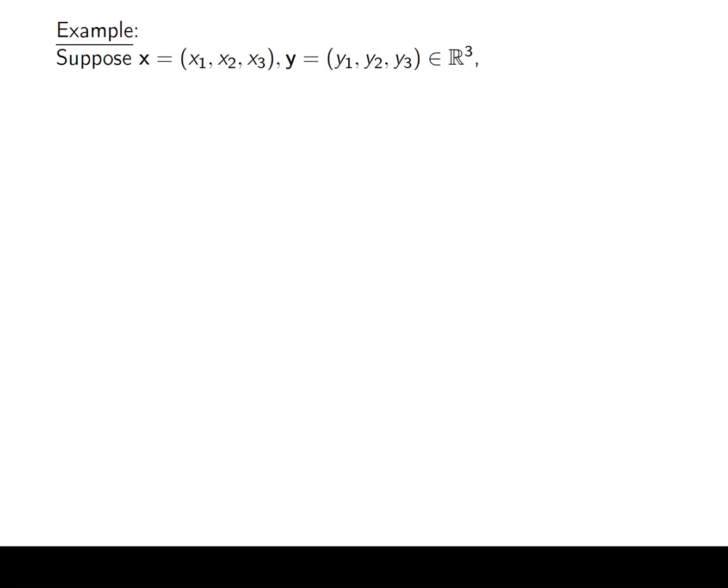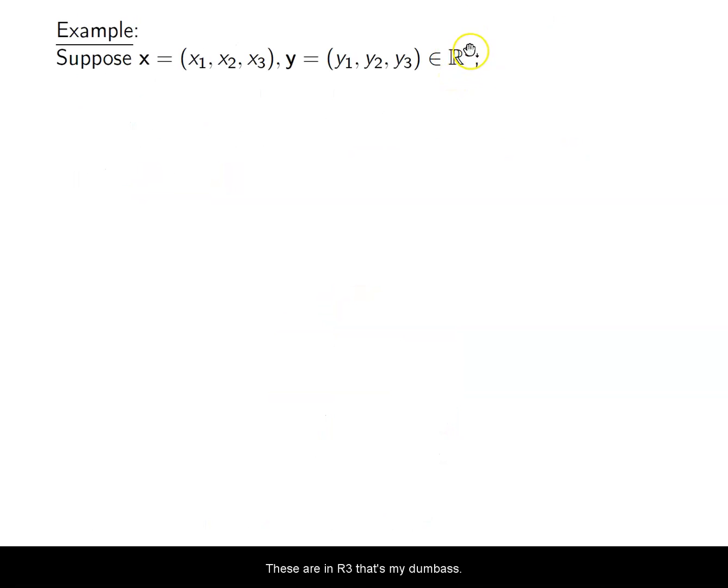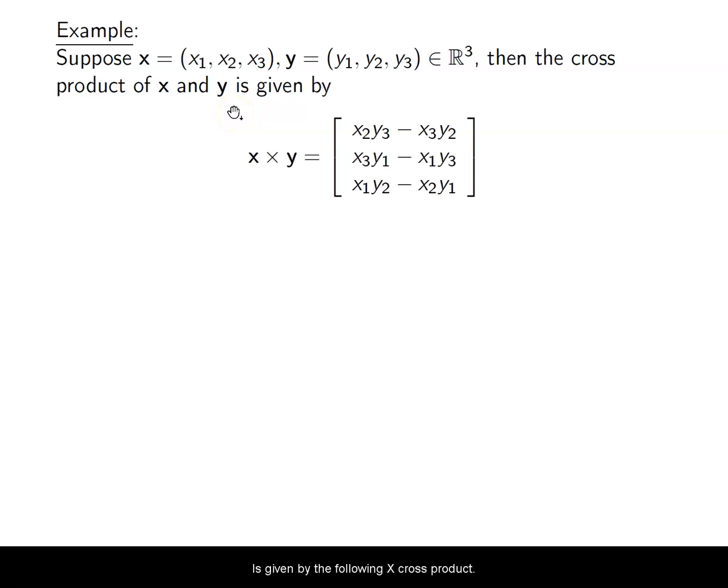So let's do an example. So suppose we have a vector which we'll call x, with x1, x2, x3 as the components. And a second vector y, which has components y1, y2, y3, right? So just to look, those are the things in my domain, right? So right now I'm in R3, right? These are in R3. That's my domain. Then what we call the cross product of x and y is given by the following.